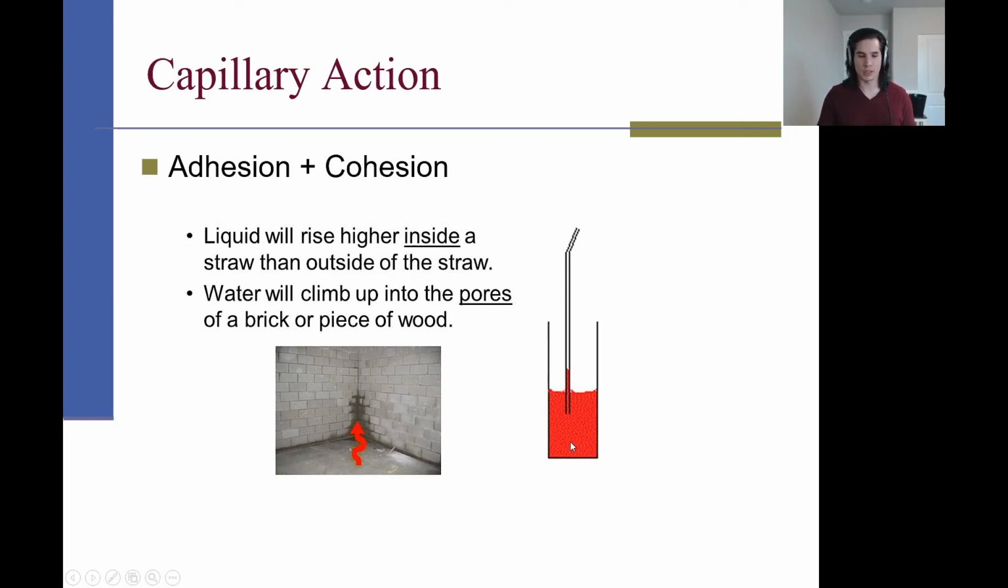Usually what you'll see when you have a straw submerged in a cup is that the meniscus, where the water stops within the straw, will be a little bit higher than where it stops in the cup. And so what happens within that straw is water will cohere to itself, but then also adhere to the side of the straw, and then cohere to itself, and then adhere to the side of the straw.